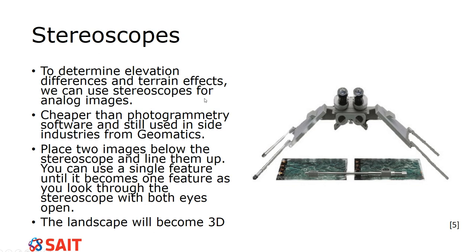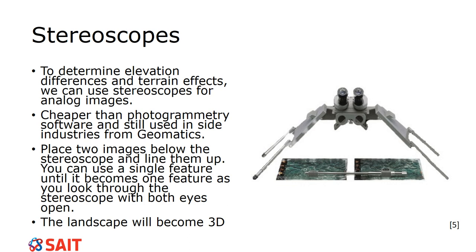So we use stereoscopes for analog images. So obviously these are not digital. They don't look digital. Getting a stereoscope is significantly cheaper than getting photogrammetry software. To give you an idea, you're probably looking at $20,000 to $30,000 to get photogrammetry software, where you can buy one of these for about $2,000 to $3,000.